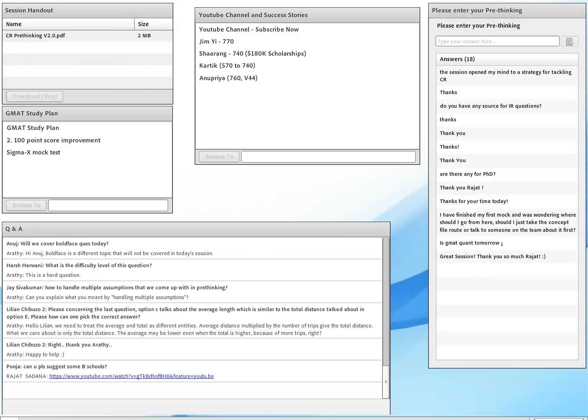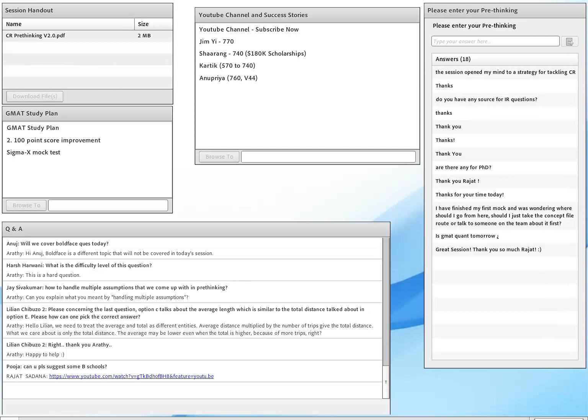If you finish the first mock and you're wondering how should you go, should you take the concept file route or talk to someone from the team? So again, if you finish your first mock, if you first create your PSP, understand the 3 stages of learning. The rule of thumb with regards to the 3 stages of learning is, actually, you know what? I'm going to share something with you. This is a recording of our onboarding session that we do every week. Hold on. If you get asked that question in the Q&A pod, I'd be extremely happy to share that recording.